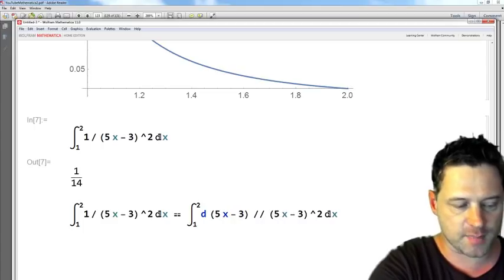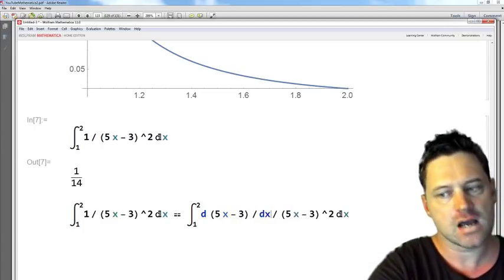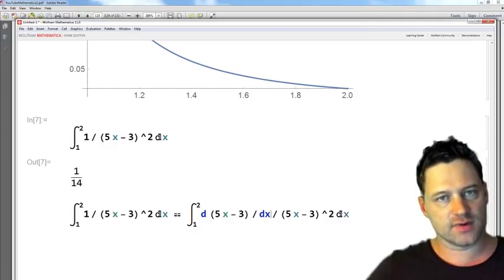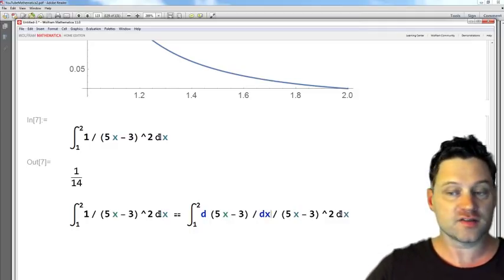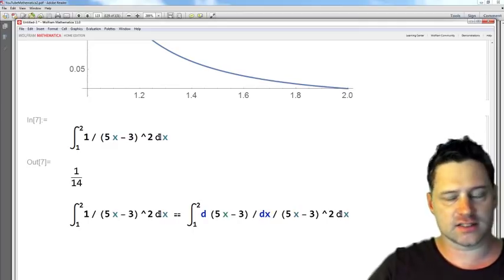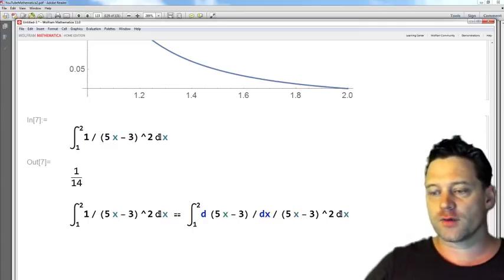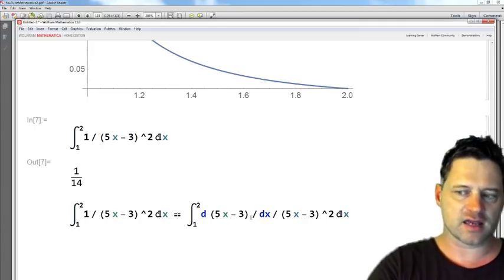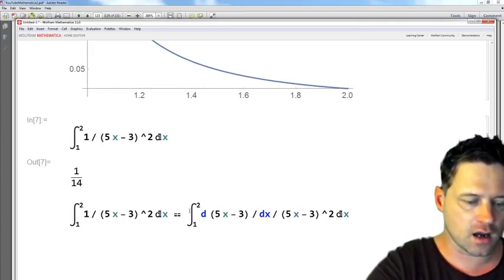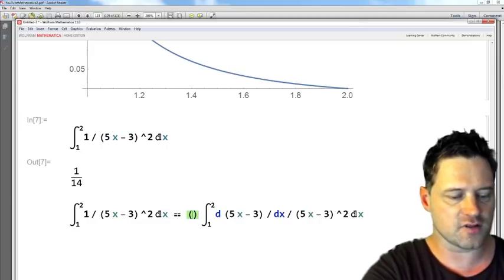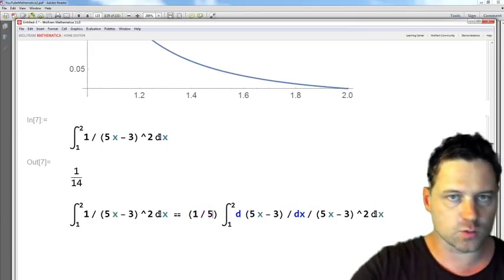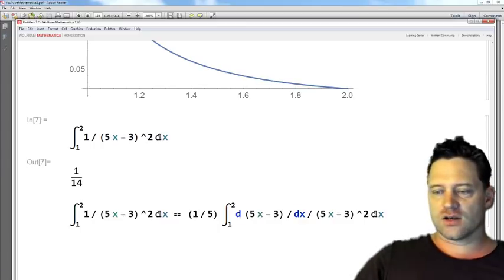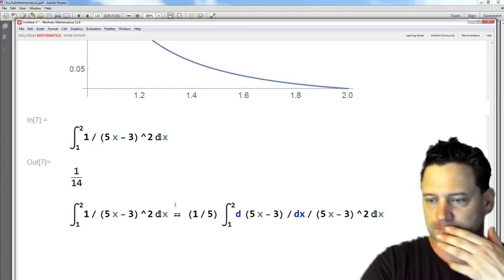All right, now what happens if we do this? You think about, what is the derivative of 5x minus 3 with respect to x? Well, it's 5, right? 5x minus 3 is a polynomial, and if we were to differentiate that with respect to x, we get 5. So in order to make this true, we are missing a 1/5, so that will cancel with the 5 that we get when we differentiate. Okay, so now this is a true statement.